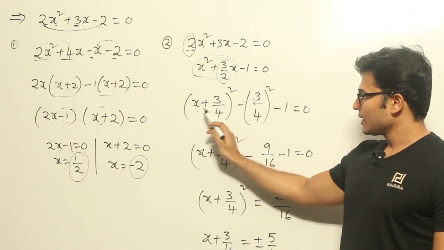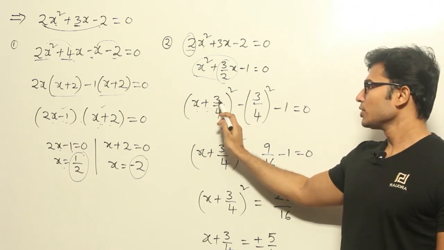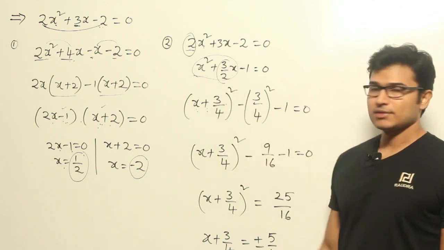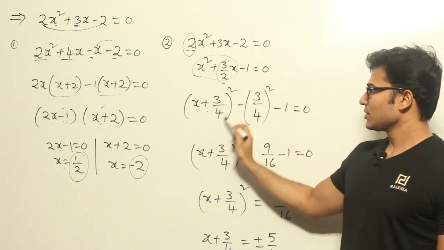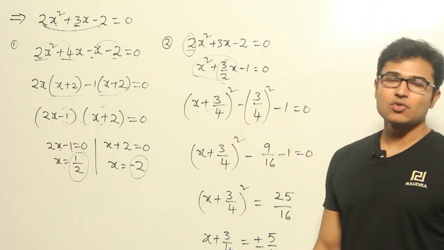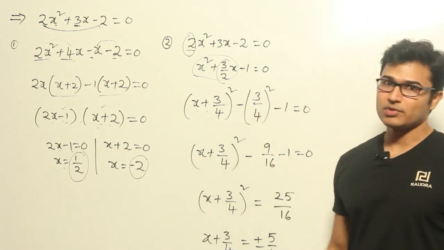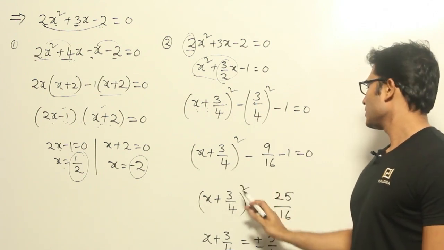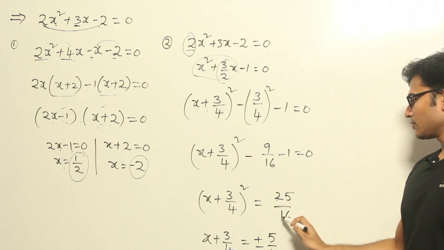Now if I write like this, it is going to give me x square plus 2 into 3 by 4x, which is going to give me 3 by 2x, right? Minus, so you are going to get one extra term, which is plus 3 by 4 whole square. For that reason, you have to write it as minus 3 by 4 whole square, and anyway -1 is there, so leave it there. Now what do you get? If you simplify it, you are going to get x plus 3 by 4 whole square equal to 25 by 16.